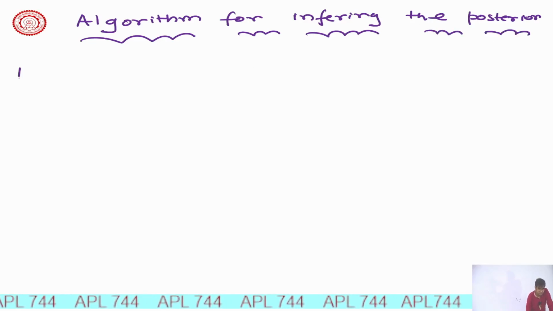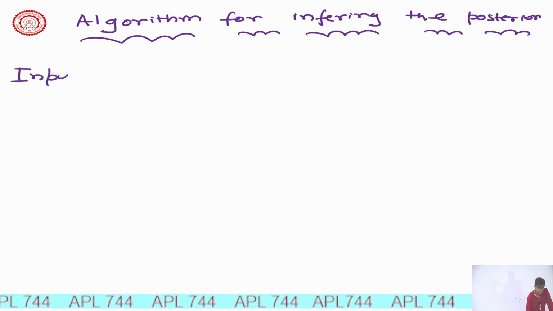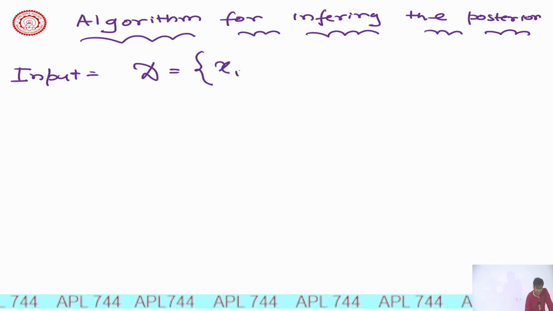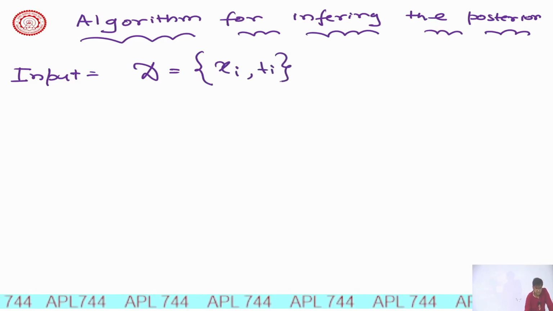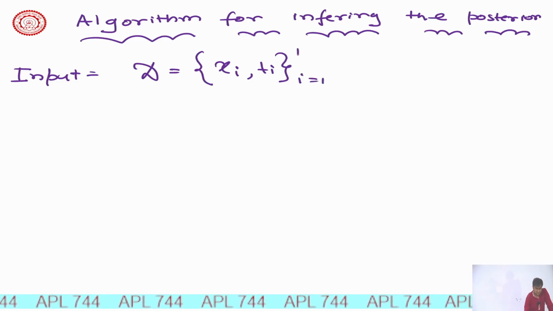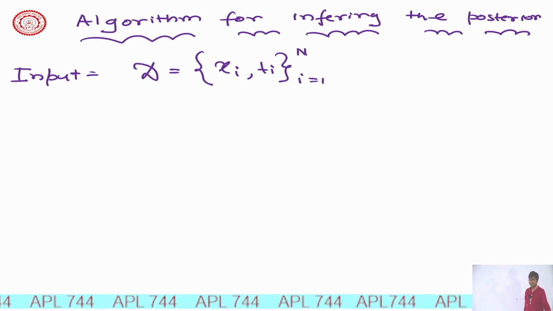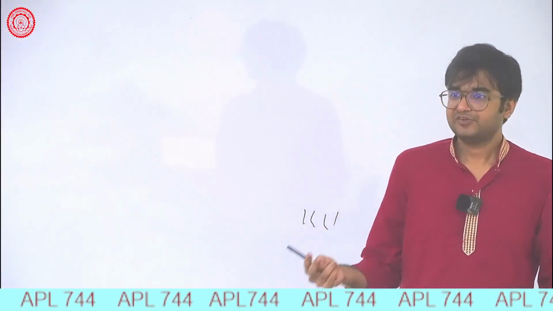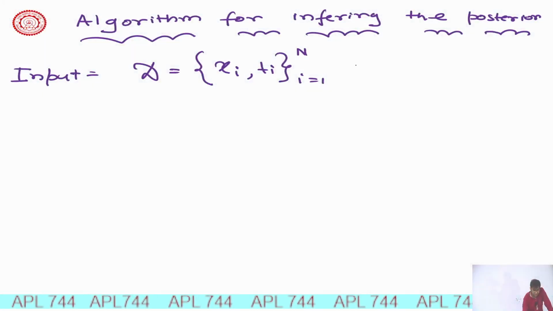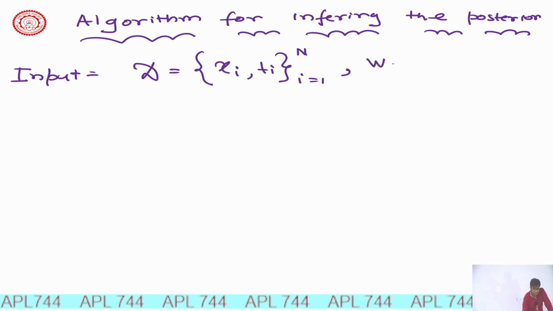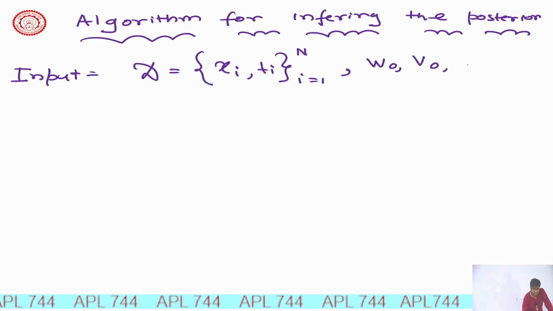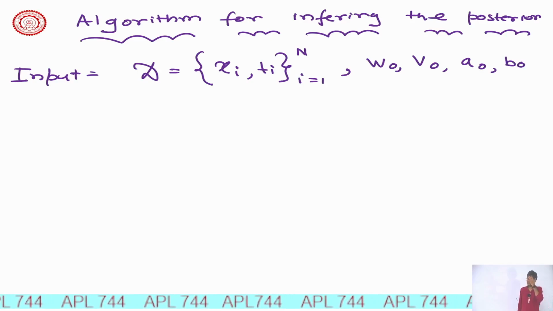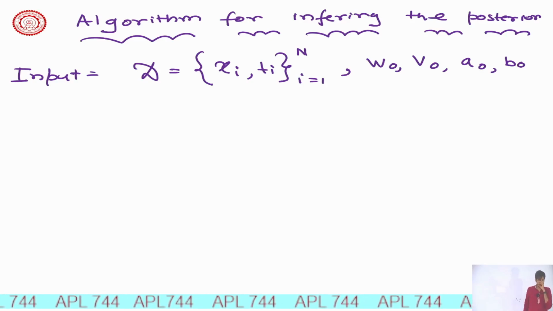So first, what is your input? Let us see. Your input is D, which is xi comma ti, i equal to 1 to n. So your training data is given to you. It has to be, otherwise what are we learning? Right? Second, you also have to give your prior parameters. So W naught, V naught, A naught, and B naught are known to you. Right? These are the things known to you.